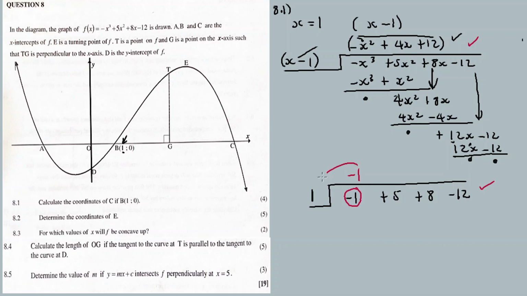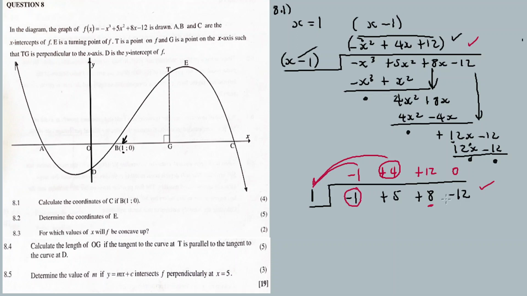Then you say minus 1 times 1, you get minus 1. You take this minus 1 add 5, you get plus 4. Then you take this plus 4 times 1. What is 1 times plus 4? It is plus 4. Plus 4 add 8 you get 12, so it's plus 12 here. Then you take this plus 12 multiply by 1 you get plus 12. Plus 12 plus negative 12 we get 0.